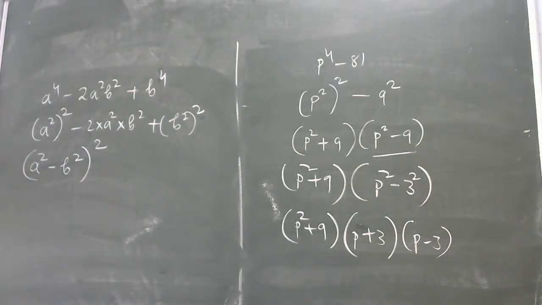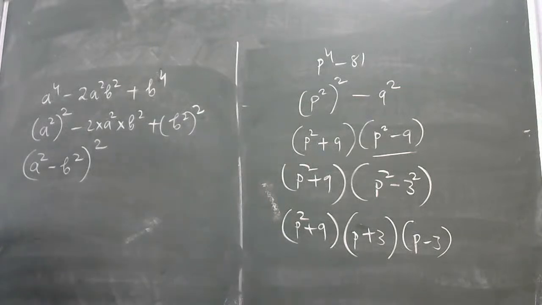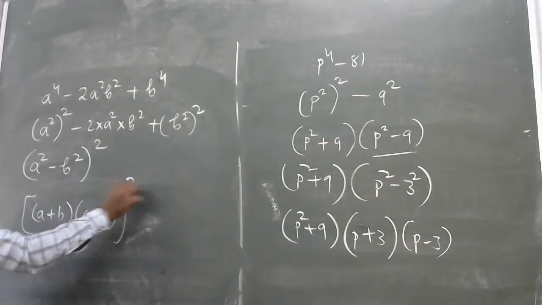And can we factorize further? Yes, sir. Yes. So what will you write? Yes. So this a square minus b square, we can write it as a plus b into a minus b whole square.